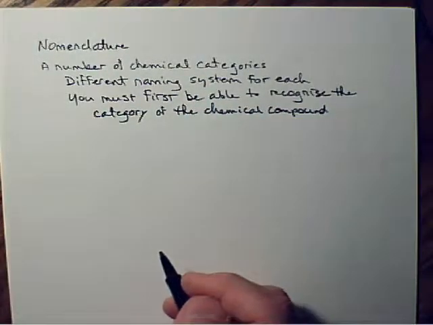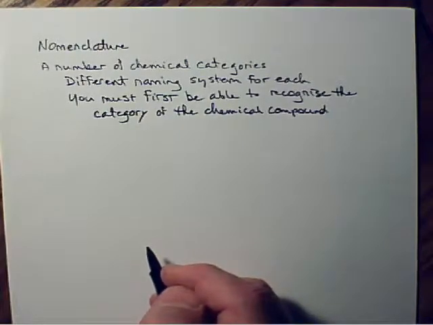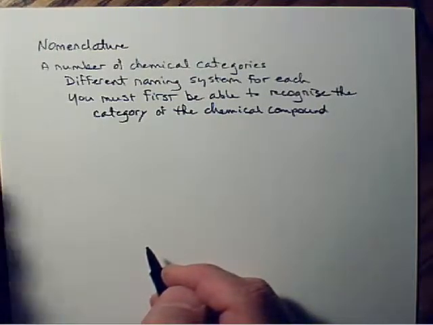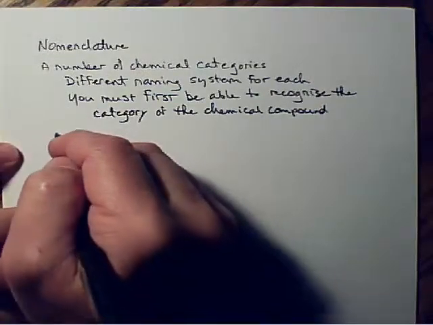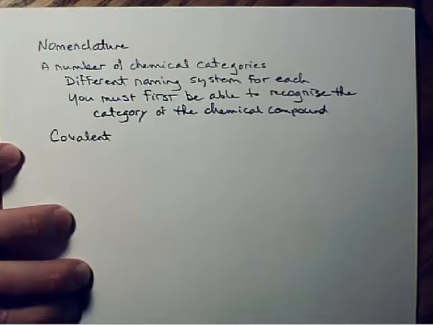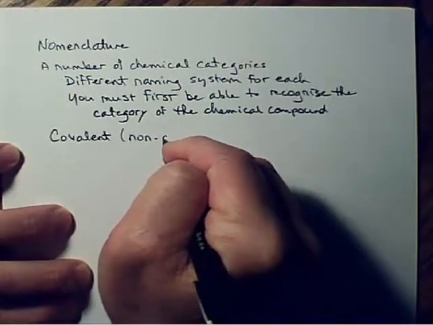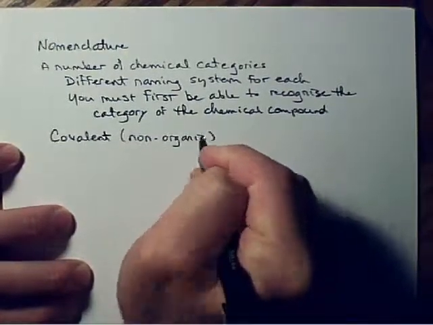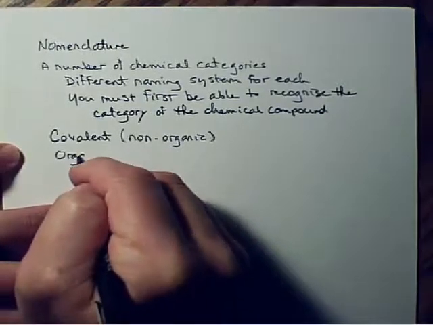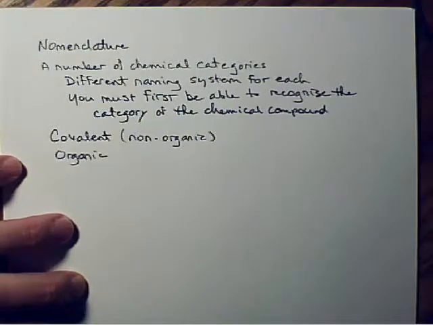You probably in earlier classes learned a couple of these. There's a different category for covalent and ionic, and there's a naming system for each. The naming system is a little bit different for those. So you've got covalent compounds, but in covalent compounds you actually have two different categories. You've got covalent that's non-organic and covalent that's organic. And those are different naming systems. There's some similarities, but they're different.